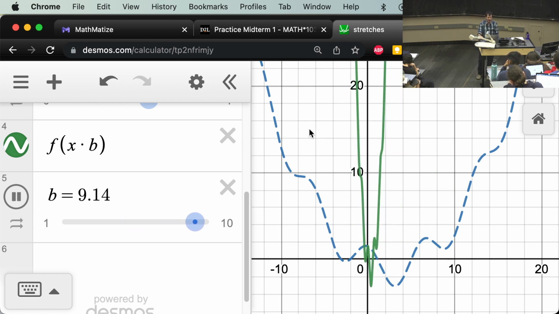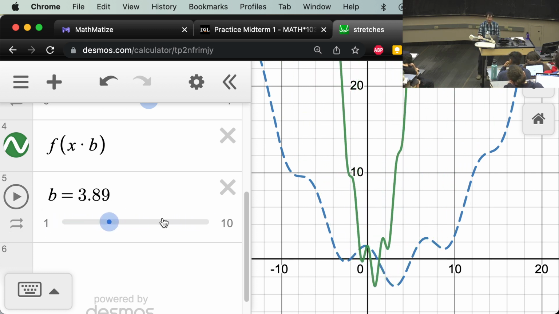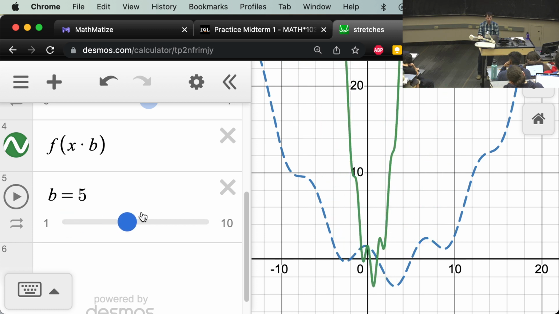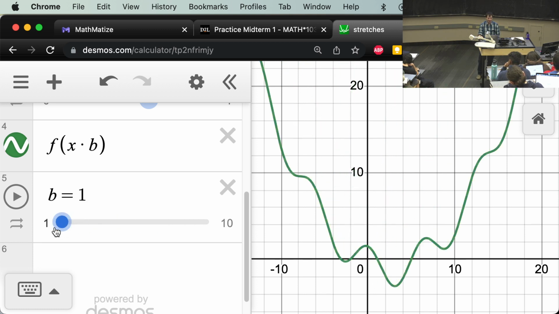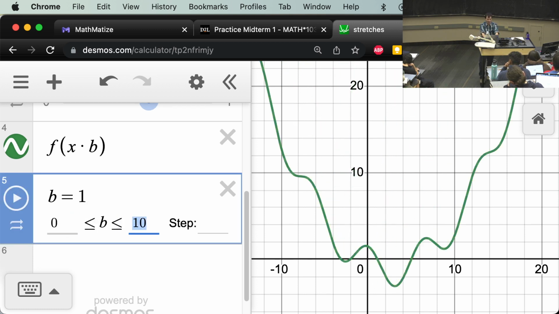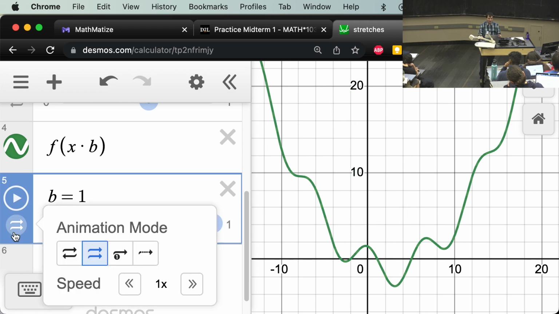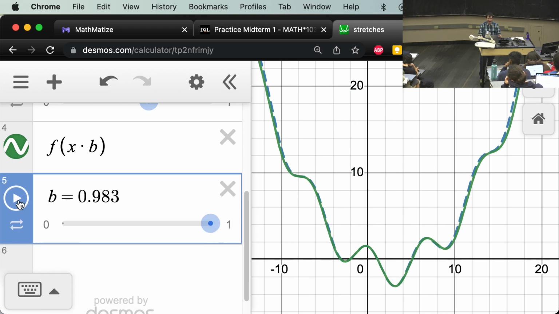OK, of course, you can have the opposite, right? If b is bigger than 1, then you are shrinking things down. What happens if b is between 0 and 1? Let's make it between 0 and 1 and let's see what happens. This will be the reverse. Right? These are tiny numbers b.